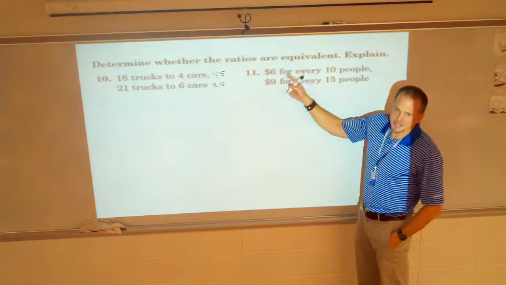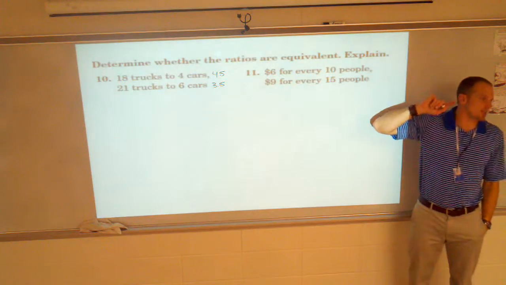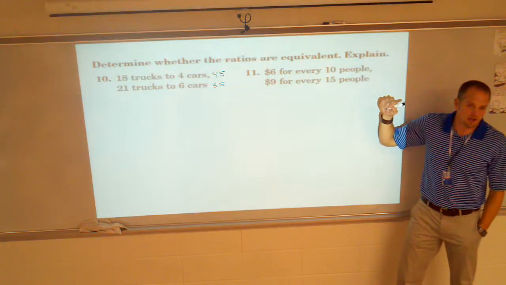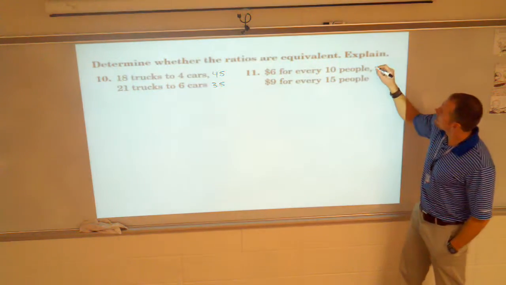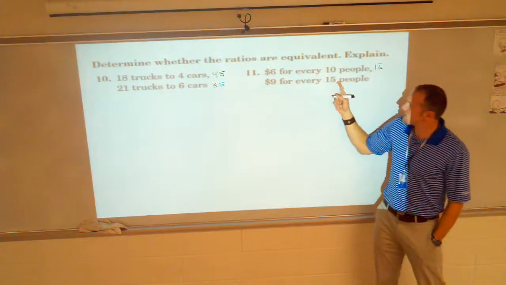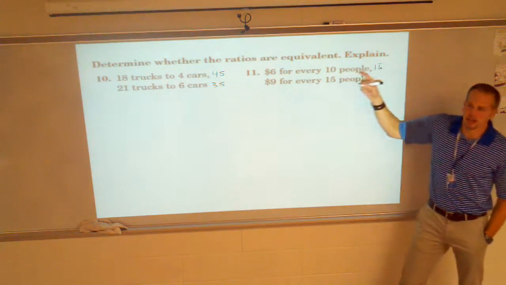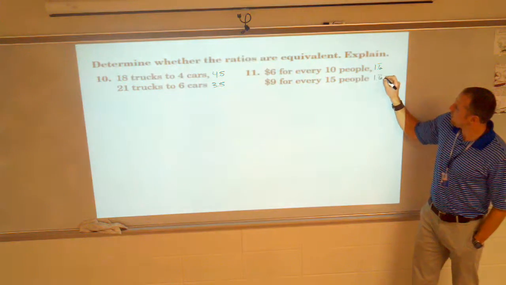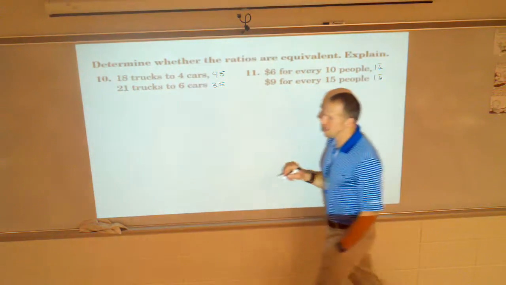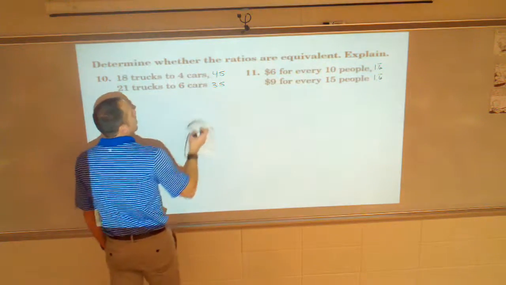Over here. $6 for every 10 people. Here's what I'd say. Just take the bigger one divided by the smaller one. 10 divided by 6 is what? 1.6 repeated. What is 15 divided by 9? 1.6 repeated. So are these 2 equivalent? Yes, they are. I did that one in my head.